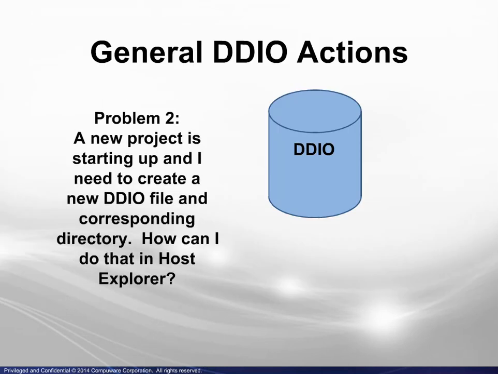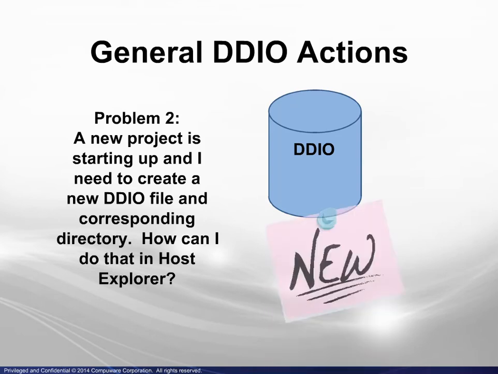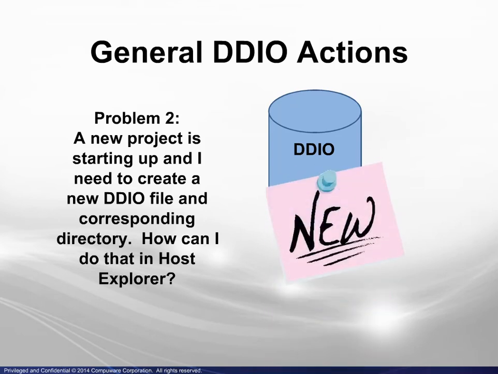Problem 2. A new project is starting up and I need to create a new DDIO file and corresponding directory. How can I do that in Host Explorer?